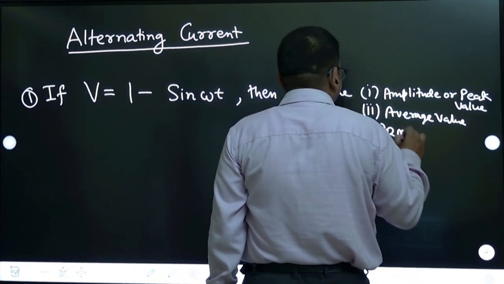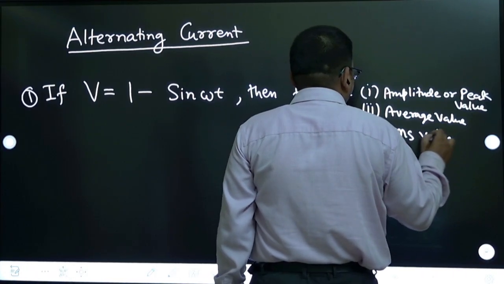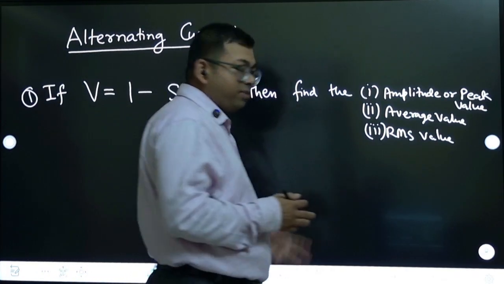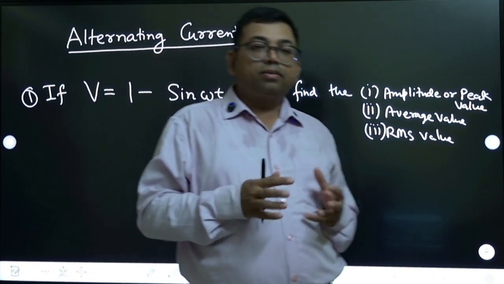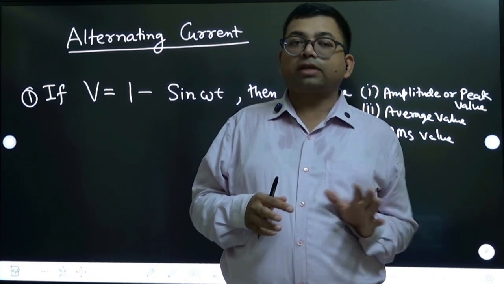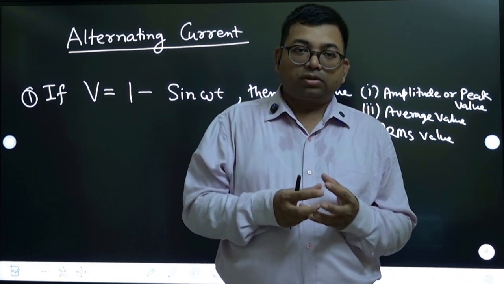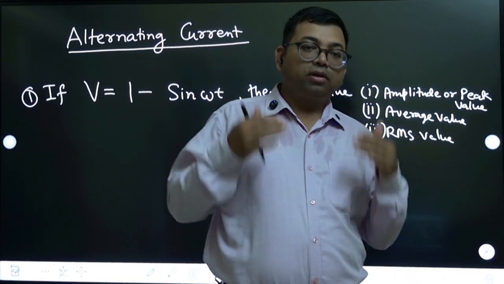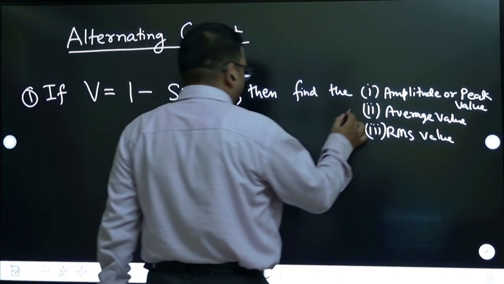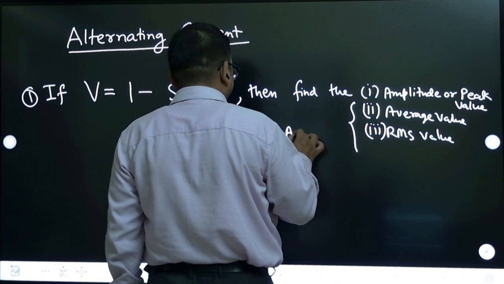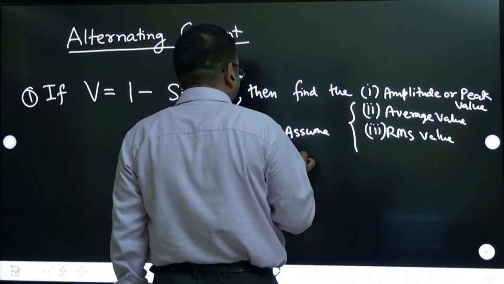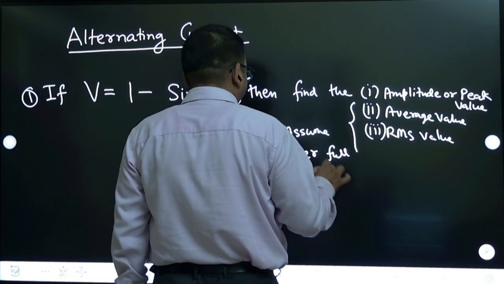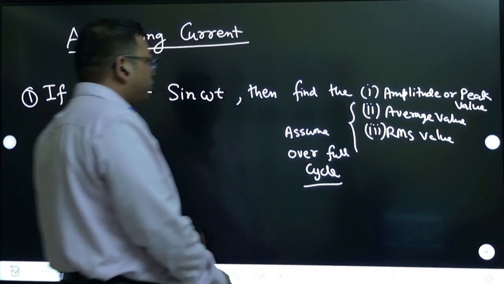Next, RMS value. Okay. Now you know that whenever they ask for average or RMS, they give some interval. So here the interval is not given, which means you have to take one full cycle. You have to assume that the interval I have to take is the full cycle, even if it is not given. So assume over full cycle. Okay, let us do that calculation.